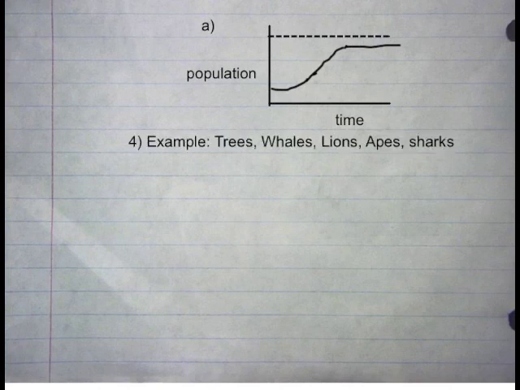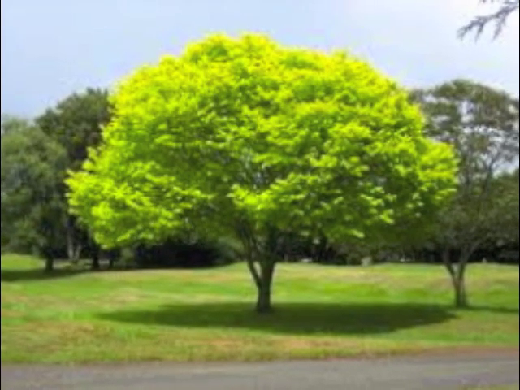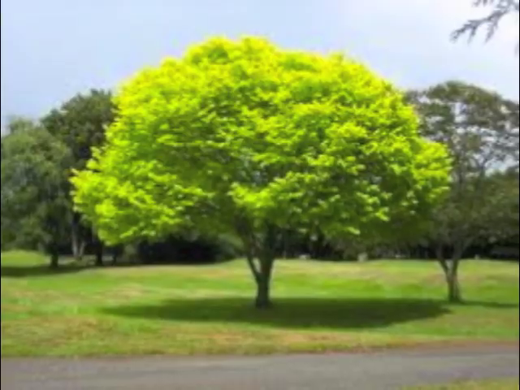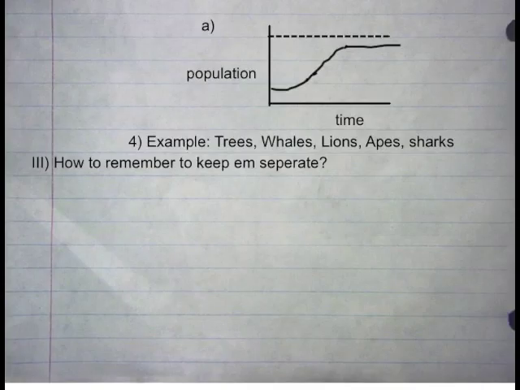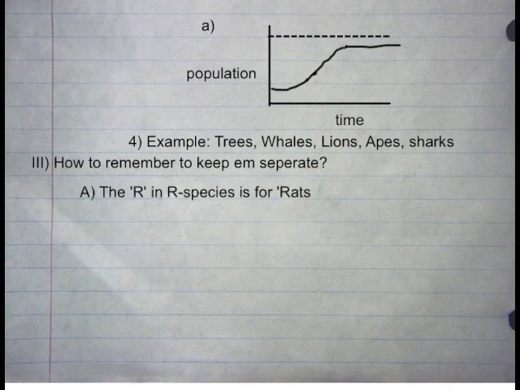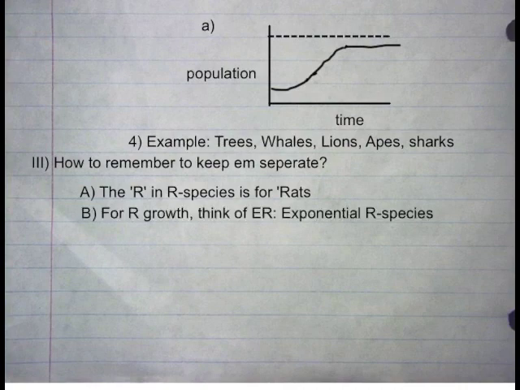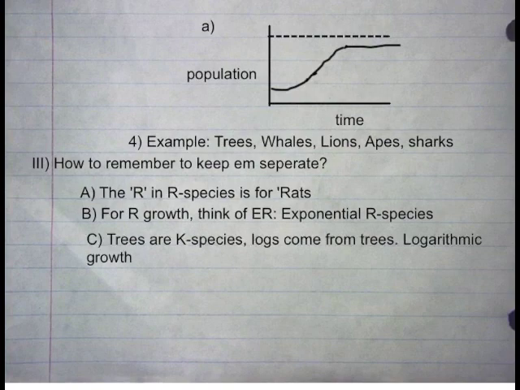Examples of K species are trees, whales, lions, apes, and sharks. Once again, remember, trees, gorillas, and whales all live a long time and reproduce few with logarithmic growth. How to remember to keep them separate? One way is the R in R species is for rats. Another is for R growth, think of ER, exponential R species. Lastly, trees are K species. Logs come from trees, logarithmic growth.